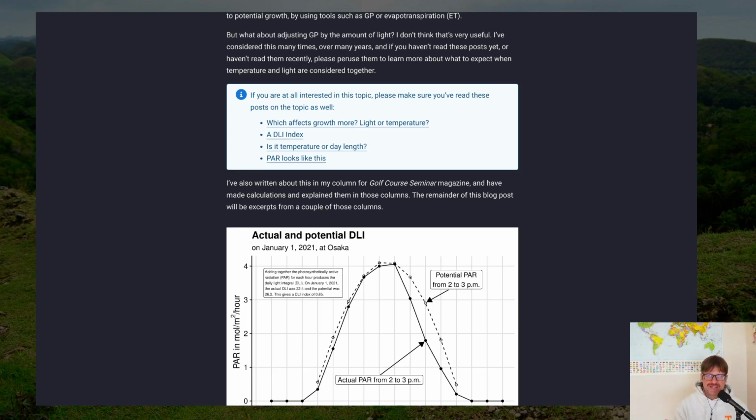And if you add together all of those measurements, you get something called the daily light integral, or DLI, which is the total amount of photosynthetic light that was available to the grass over the day. Or not available to the grass, it's what actually impacted or reached the Earth's surface.